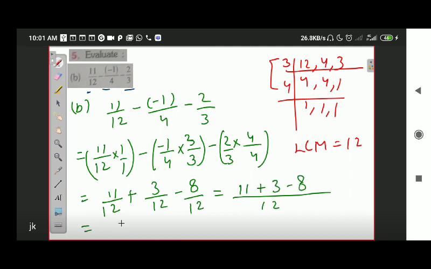11 plus 3 is 14, minus 8 upon 12. So you will get 6 upon 12, that is, on simplifying, 1 upon 2. Okay, so this becomes our final answer. Final answer is 1 upon 2. 1 upon 2 is half.